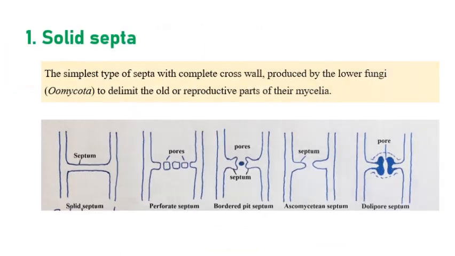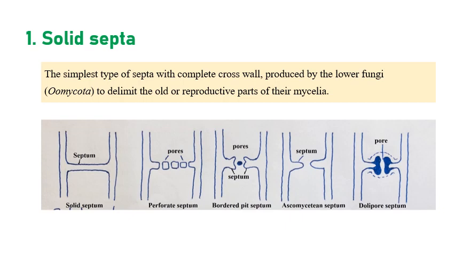So the first one is solid septa. The name itself indicates it. In solid type septa, a complete cross wall is present. We can see here a complete septum, a complete cross wall in the hyphae. It was observed in the Mycota group of fungi. It is just used to delimit the old and reproductive parts of the mycelium. To cut off or delimit the old and reproductive parts, this septa is formed.